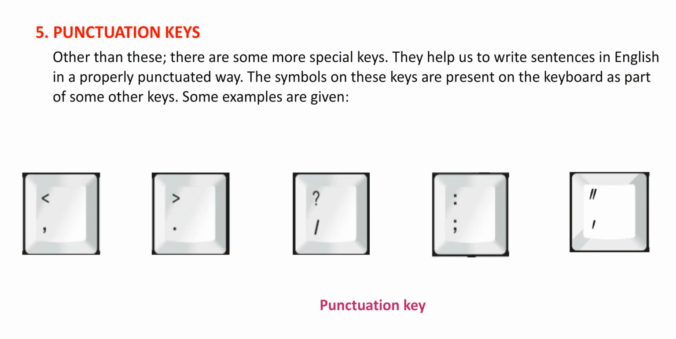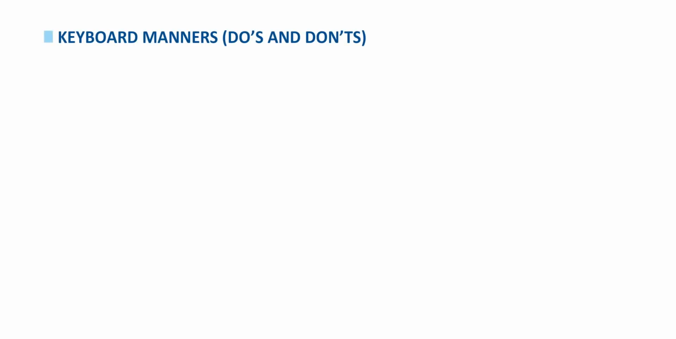Punctuation keys. Other than these, there are some more special keys. They help us to write sentences in English in a properly punctuated way. The symbols on these keys are present on the keyboard as part of some other keys. Some examples are given below.